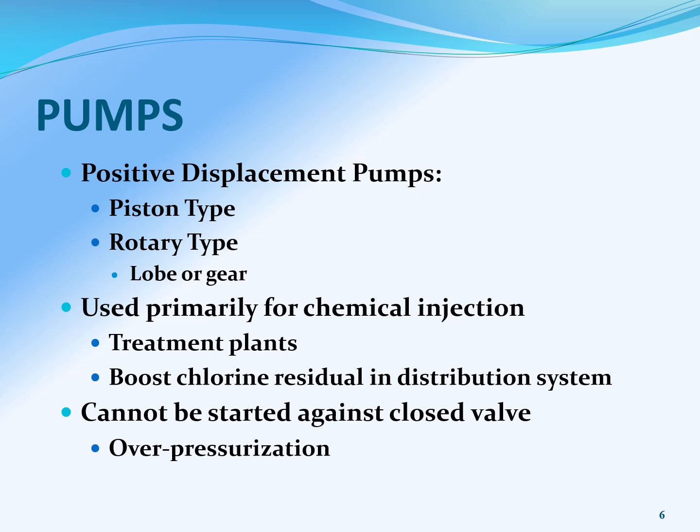That's because you want to measure that amount, right? That needs to be a specific amount of chlorine that you're pumping out into your system. You can't have that be a guess. But then also you cannot start those against closed valves because it will create what's called overpressurization and lead to either your pump breaking or your main line blowing out. So you've got to be certain that the downstream valve is open.